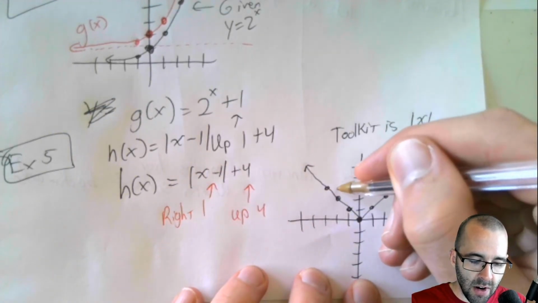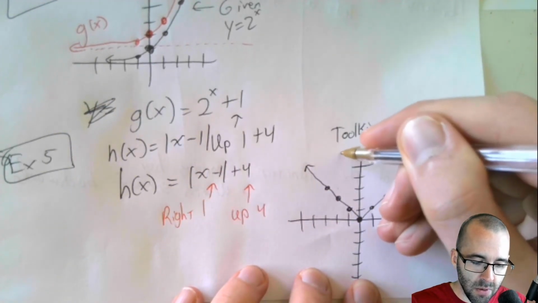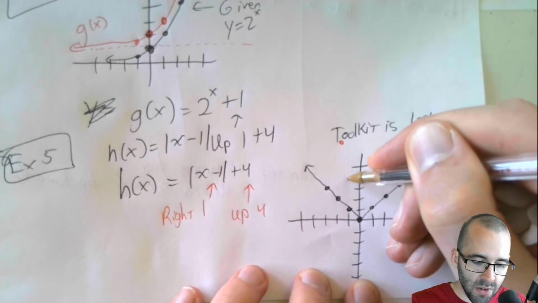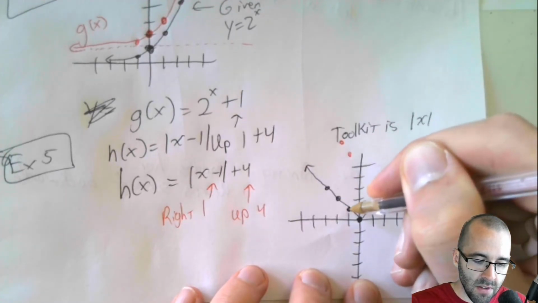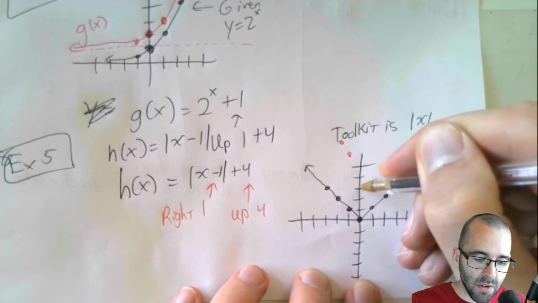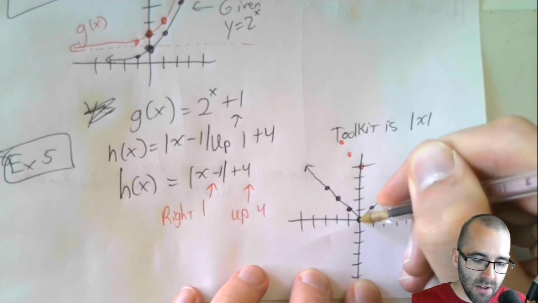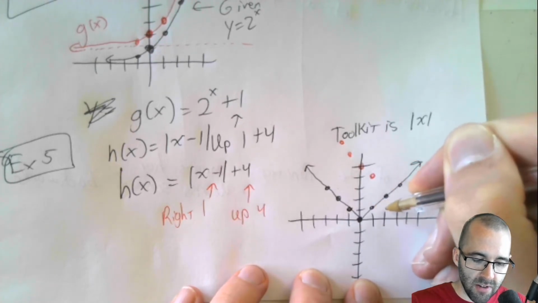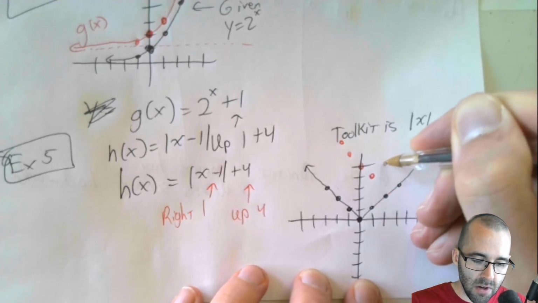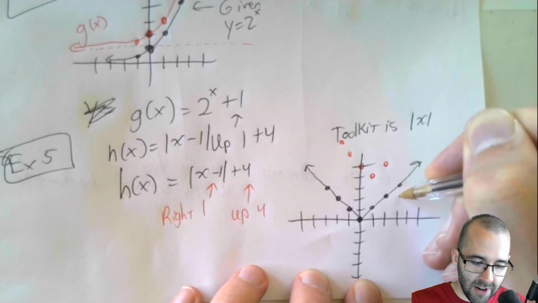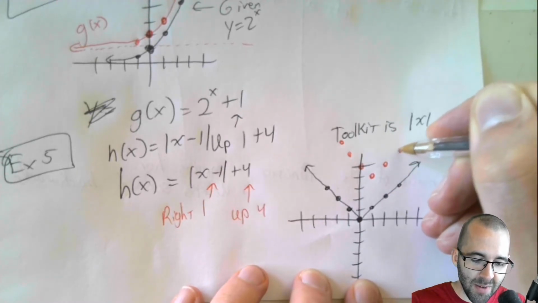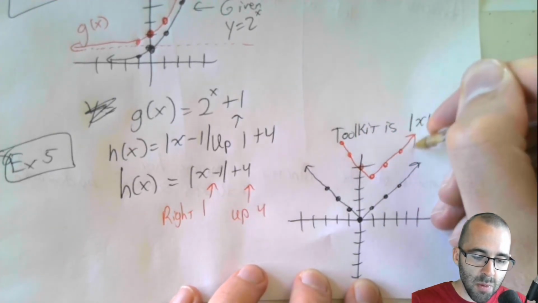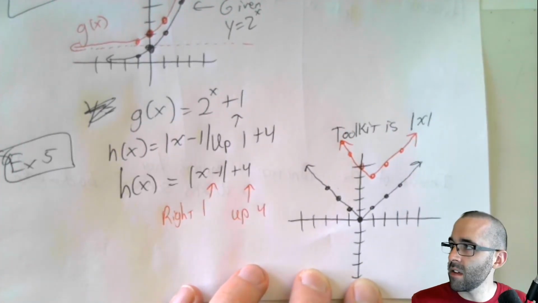This point, right 1, up 1, 2, 3, 4. This point, right 1, up 1, 2, 3, 4. And the same for each of the remaining points, right 1, up 4, etc. You get the idea. All right, and now we get the same shape. It's just moved around a little bit.